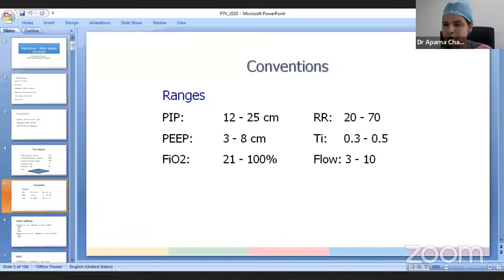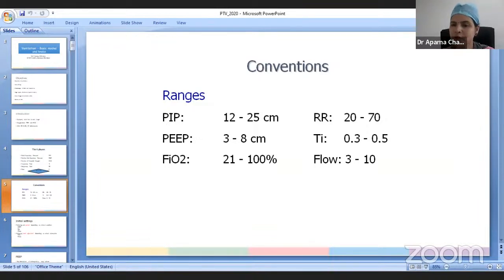And we have to account for the circuit leak and losses. So another 2 to 3 liters per minute. So a flow of around 7-8 liters per minute would be optimal for a term baby with meconium aspiration syndrome. Whereas for a preterm newborn with RDS, the flow required would be much lesser. So these 4 parameters can be pre-decided based on the underlying condition, clinical status of the baby and the disease that we are dealing with.